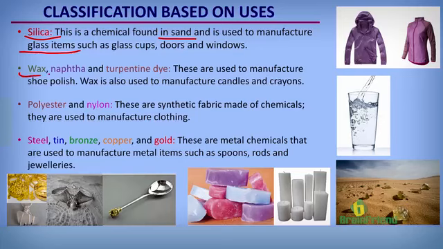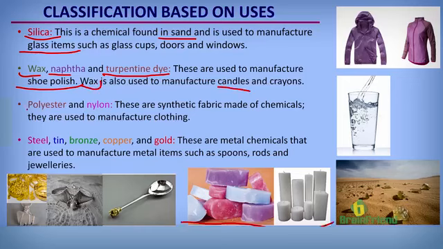Wax, naphtha, and turpentine dye. These chemicals are used for the manufacture of shoe polish. They use them to manufacture shoe polish that is used to clean and polish our shoes. Wax, as a chemical, is also used to manufacture candles and crayons.